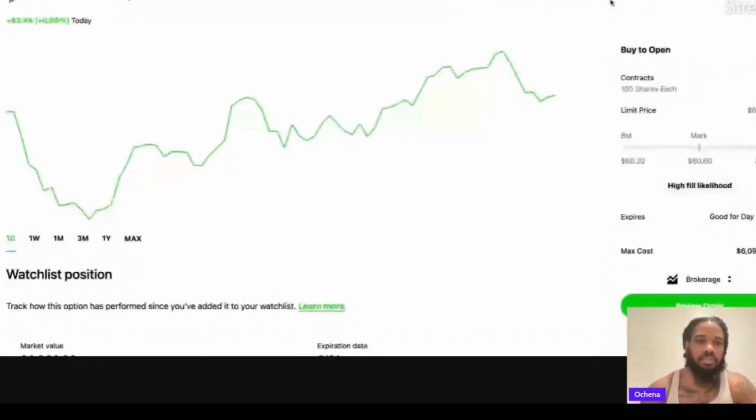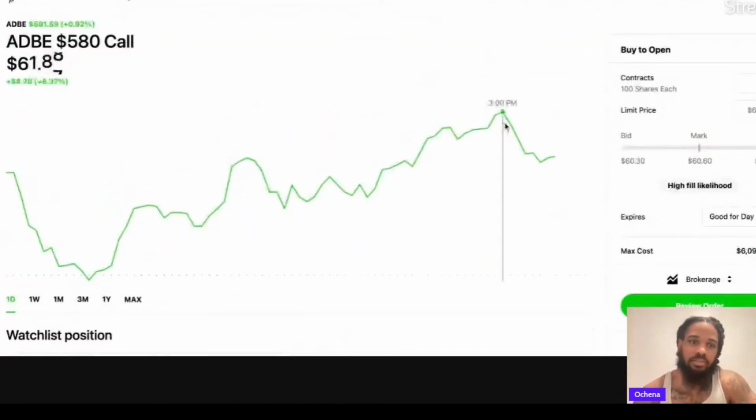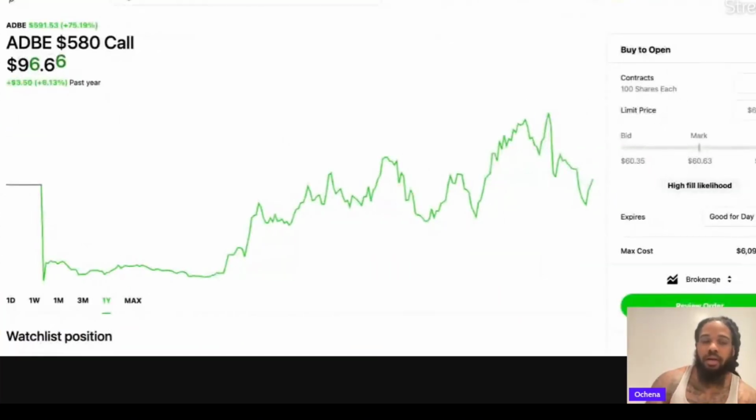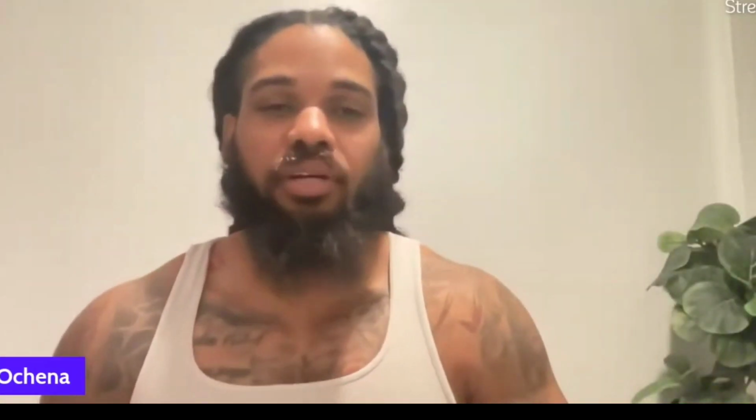Currently, right now, this is the option contract right here, the chart for it. When I purchased it, at this time right here, you can see it was about $390. And as you can see, it drastically increased over time. It went all the way up to about $9,968 in less than a year. This is the power of what options can do, guys. If you guys want me to go into more detail on option trading, let me know.